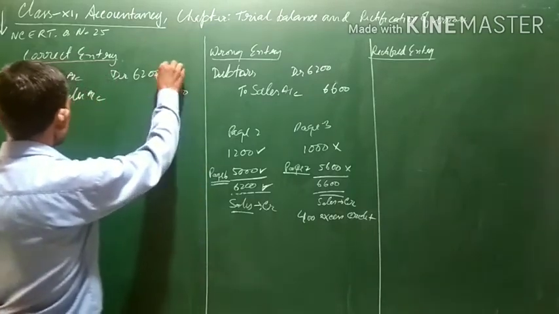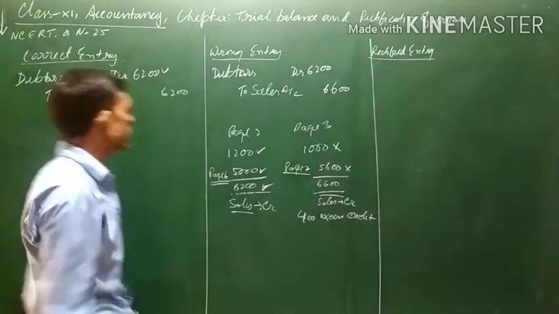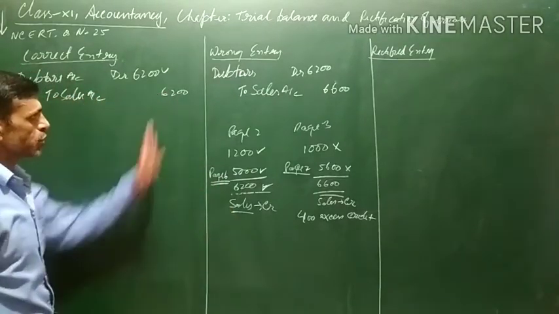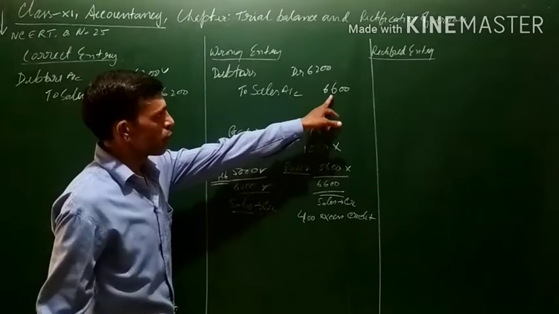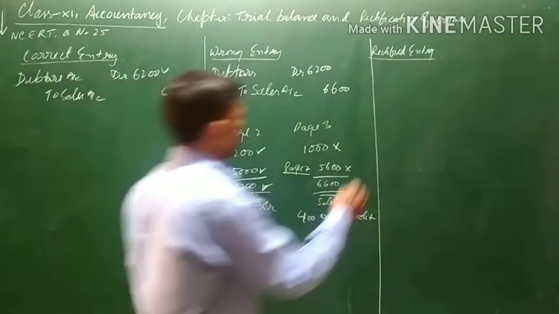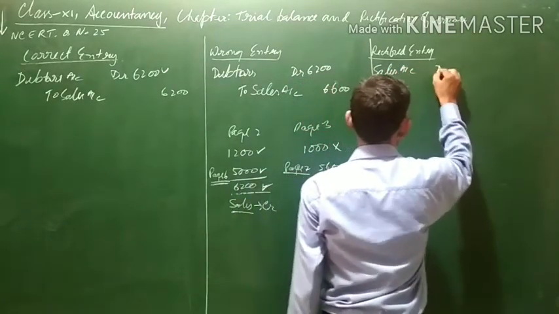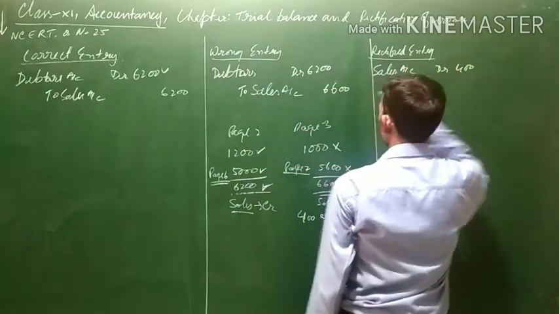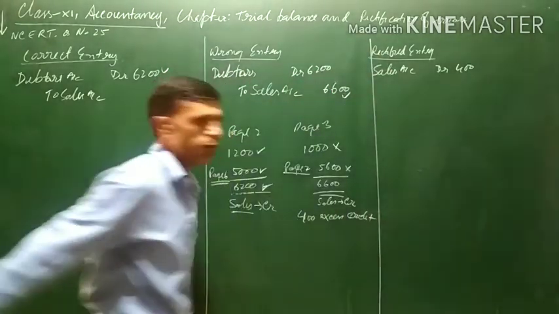Now you can see the debtors is 6,200, and the sales should be 6,200, but wrongly it has been recorded, so 400 extra sales is there. In order to cancel this, we will debit sales account with 400. Now this has been solved. The excess credit has been reversed.